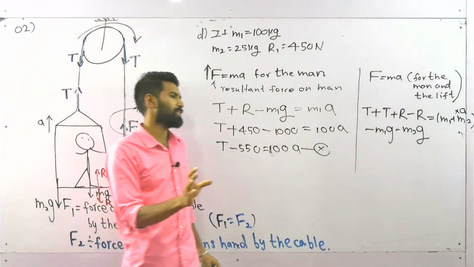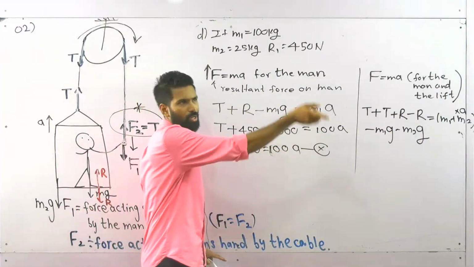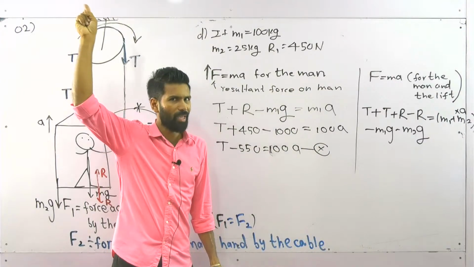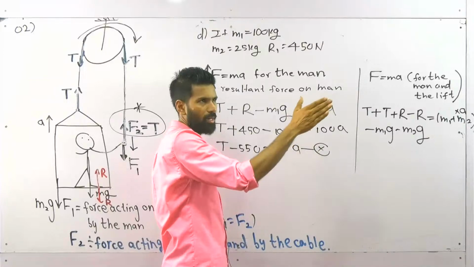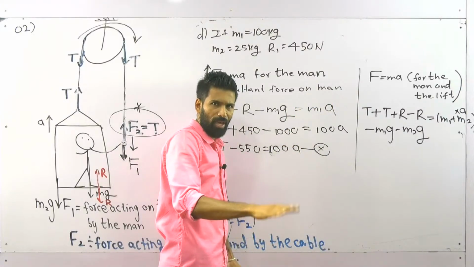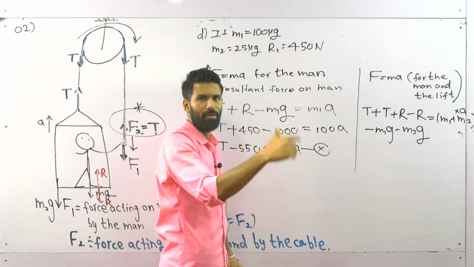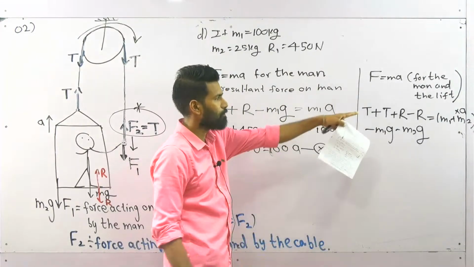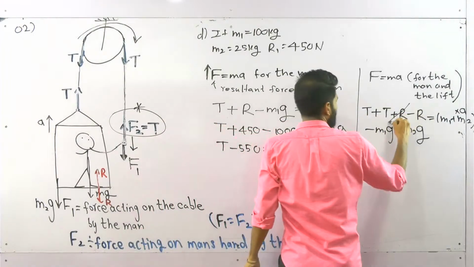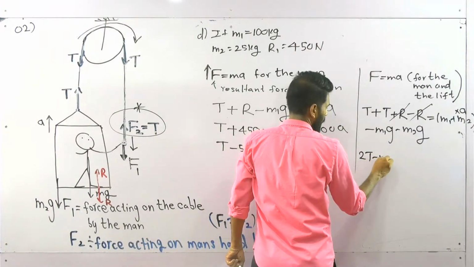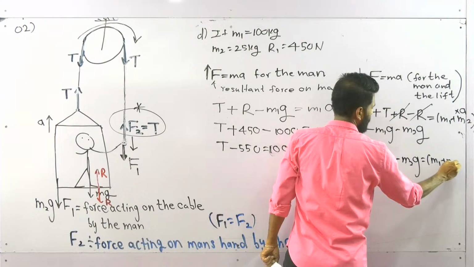I'm applying F equals MA for the man and the cage both. On the man's hand, there's a tension upward. On the roof of the cage, there's a tension upward, 2 T's. On the man's leg, there's an R upward. On the ground of the cage, there's an R downward. So plus R and minus R, as I'm considering both. And two weights downward, so they are minus, is equal to the combined mass M1 plus M2 into A. These R's will cancel out. 2T minus M1G minus M2G is equal to M1 plus M2 into A.